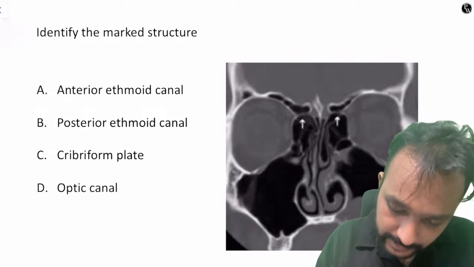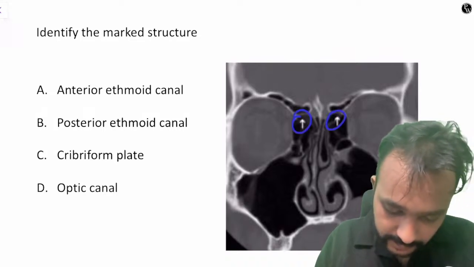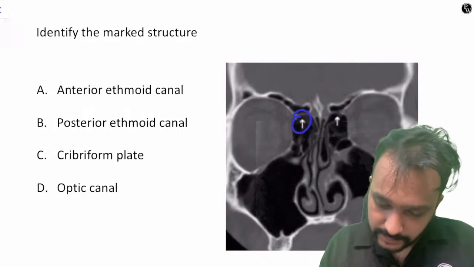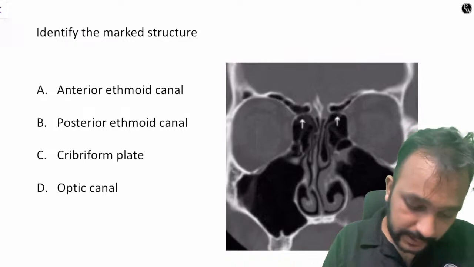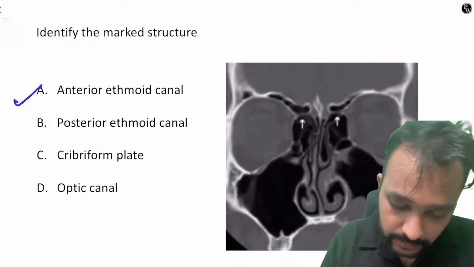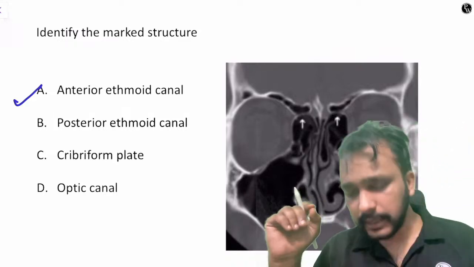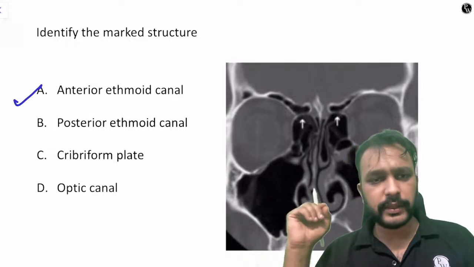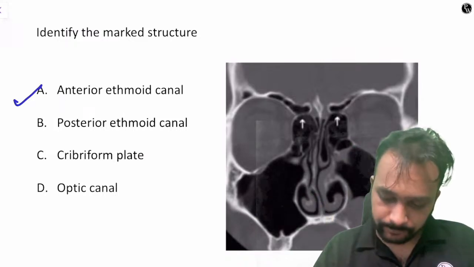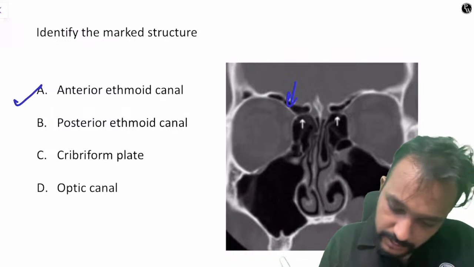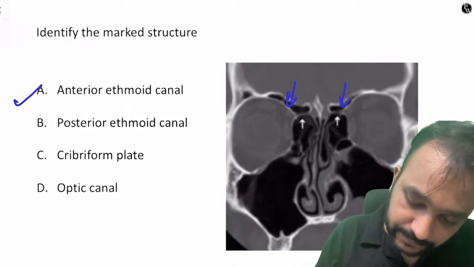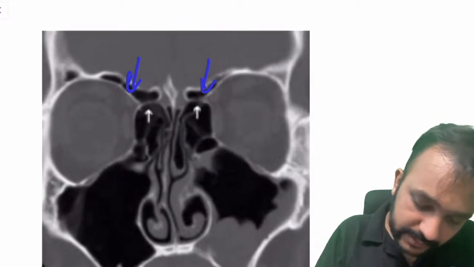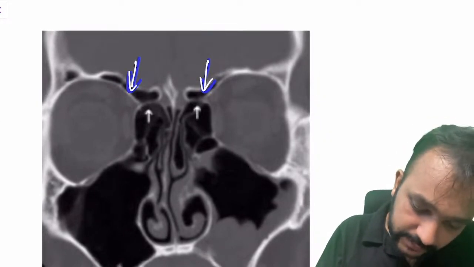Identify the structures that are marked here. So here in this image you can see that the structures that are marked here, this is your anterior ethmoidal canal, which is being shown here, right? This is your frontal sinuses. We have already discussed the anatomy. This is your frontal sinuses.